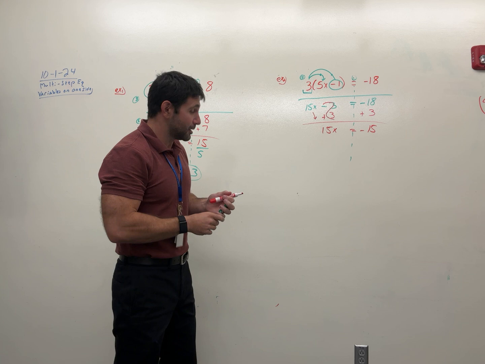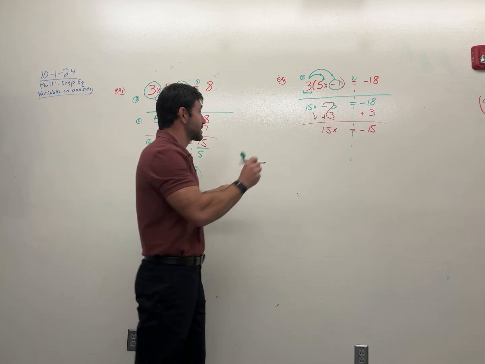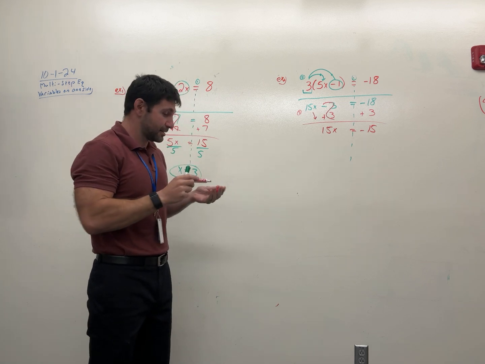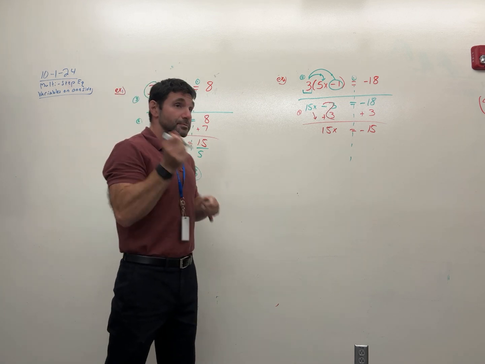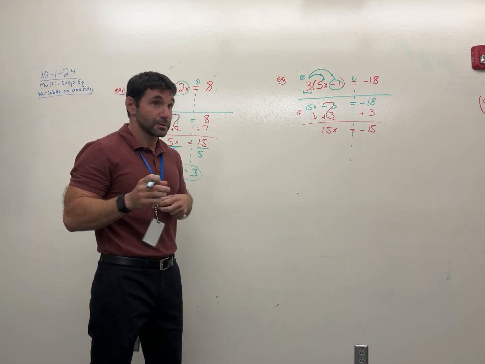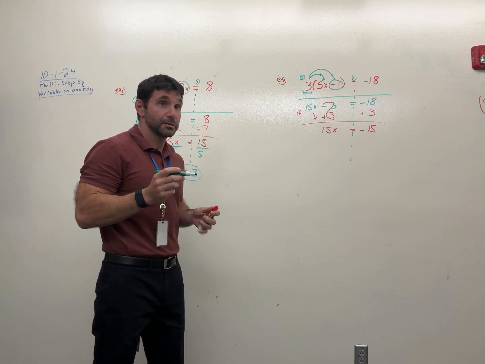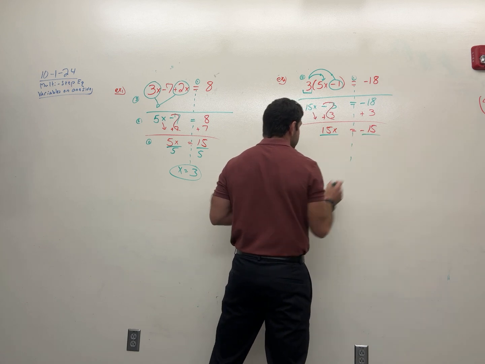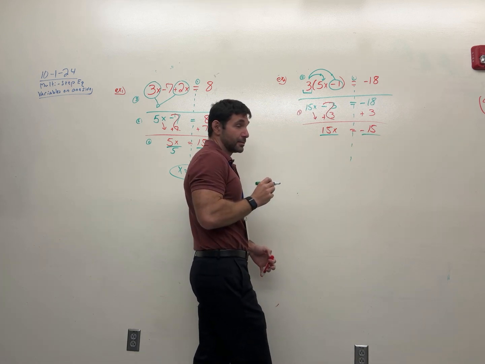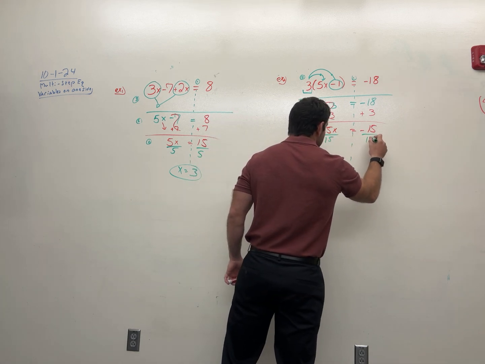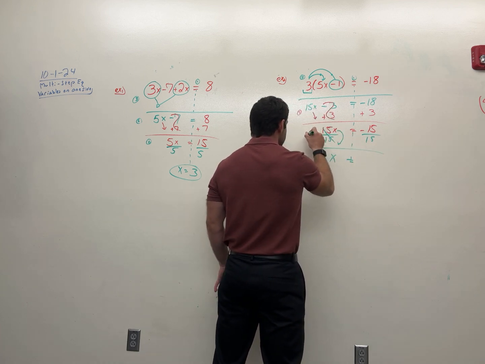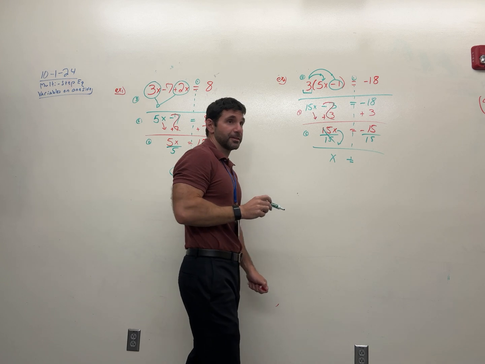Okay, Liam, last step. So that was step 5. Step 6 says isolate the variable by using the inverse operations, multiplication and division. So what do I want to do? Division. What am I going to divide by? 15. Very good. So that leaves me x equals, what's negative 15 divided by 15?